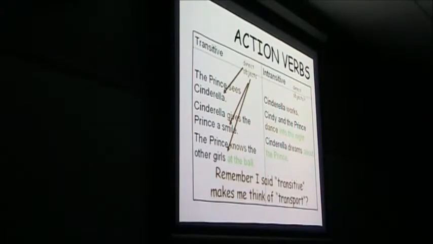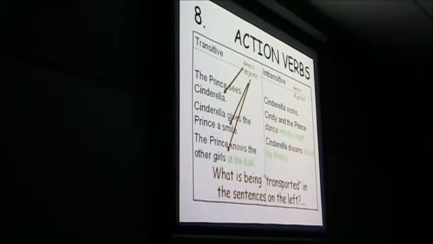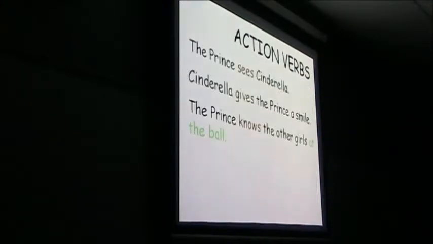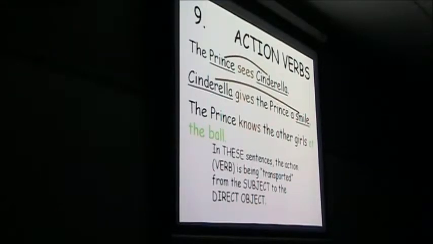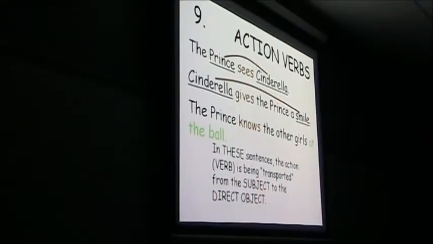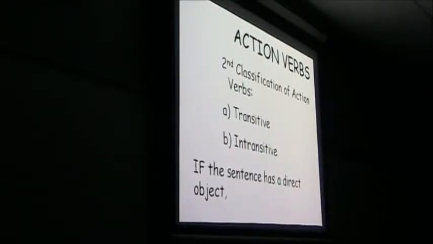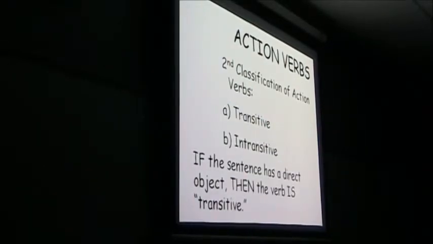So remember I said transitive makes me think of transport. So what's being transported in the sentences on the left? We have the action of seeing moving from the prince to Cinderella. We have the action of giving moving from Cinderella to a smile. And we have the action of knowing moving from the prince to the other girls. If the sentence has a direct object, then the verb is transitive, the end.